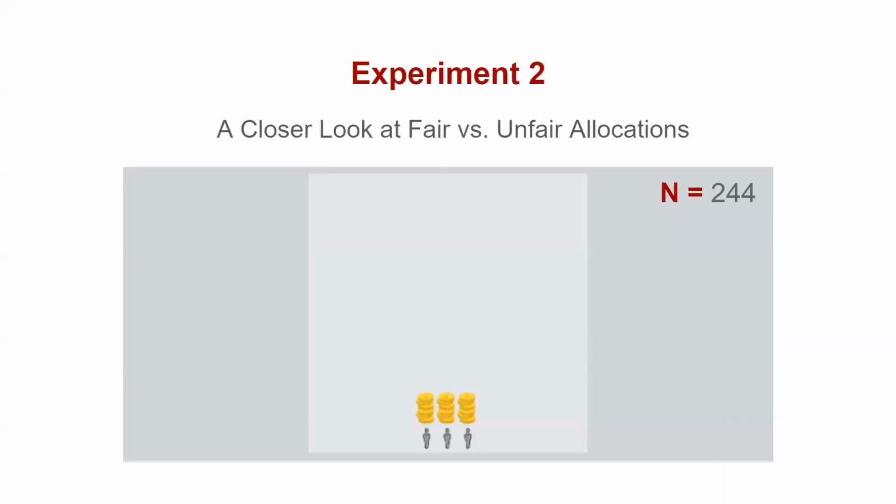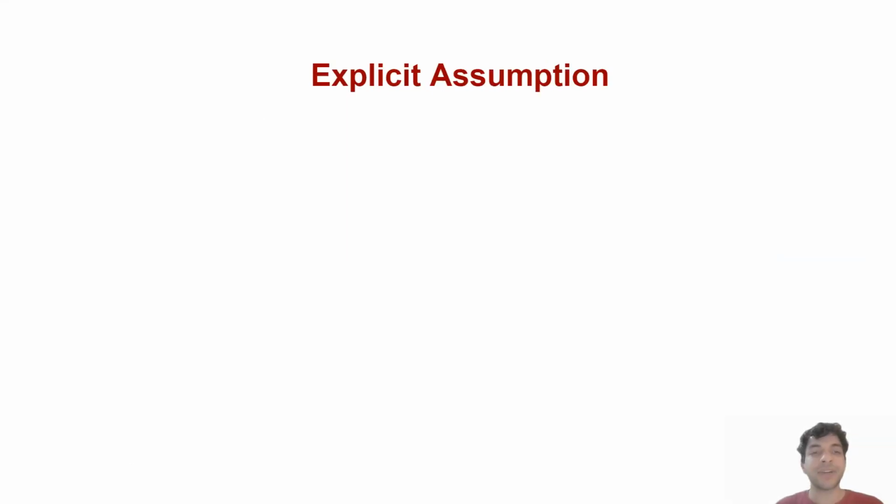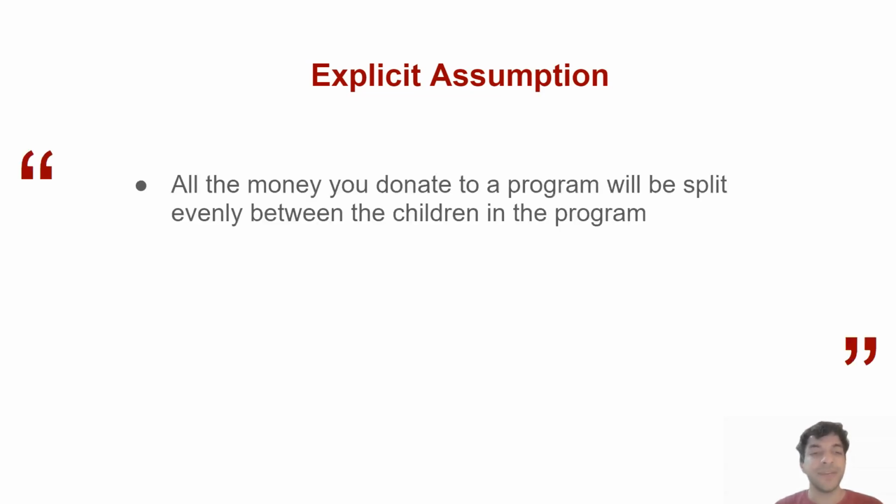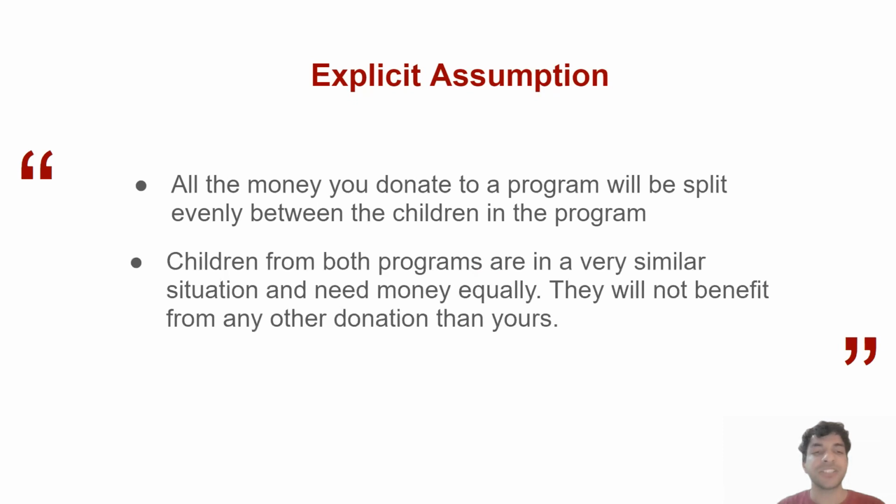Thus, in experiment 2, we wanted to take a closer look at fair versus unfair allocations using the responses of 244 participants. Since some participants commented that they were uncertain about the assumptions, we added some explicit instructions for clarity. We noted that all money you donate to a program will be split evenly between the children in the program, and that children from both programs are in a very similar situation and need the money equally. They will not benefit from any other donation than yours.